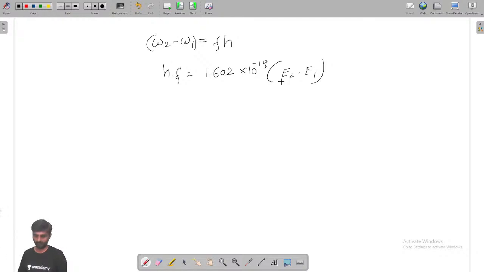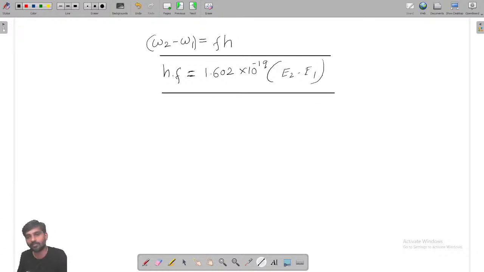E2 minus E1. This is also another important formula you should remember. Problems may come, problems may be asked in the examination. In the examination, you will get some problems on this. hf is equal to 1.602 into 10 to the power of minus 19 coulombs.